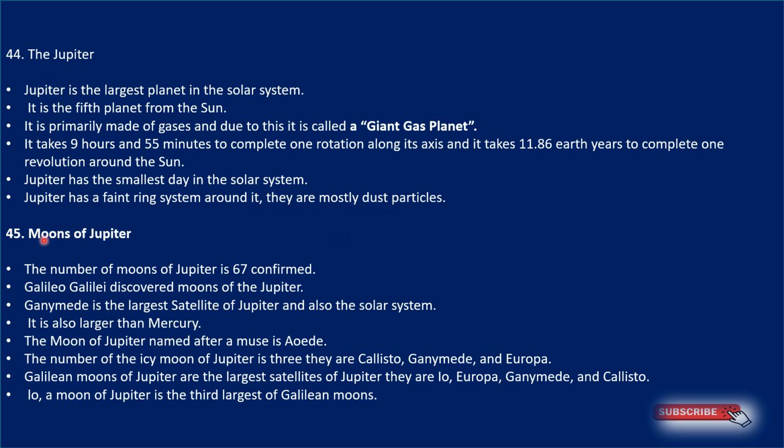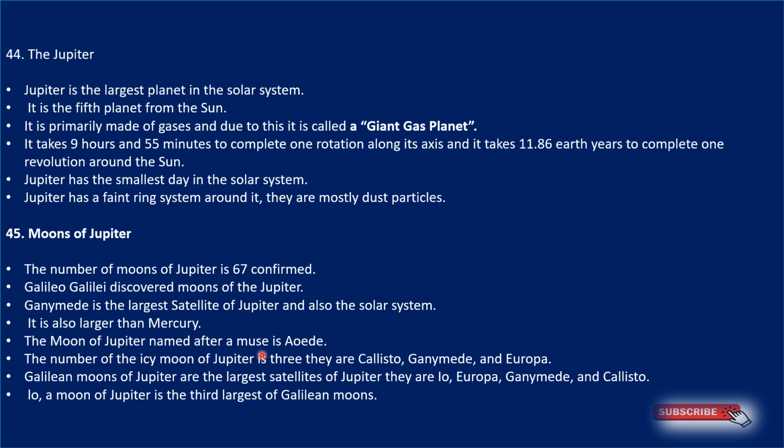Okay. Now let us see the moons of Jupiter. The number of moons of Jupiter is 67. It is confirmed. Galileo Galilei discovered the moons of Jupiter. Ganymede is the largest satellite of Jupiter. It's also larger than Mercury. You have to keep in mind the largest moon of Jupiter is Ganymede. It is larger than Mercury.